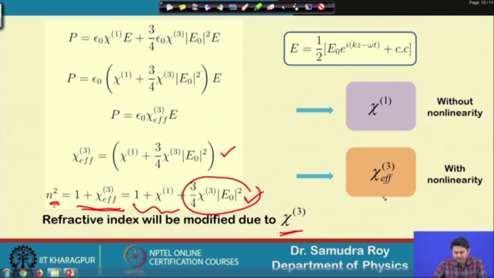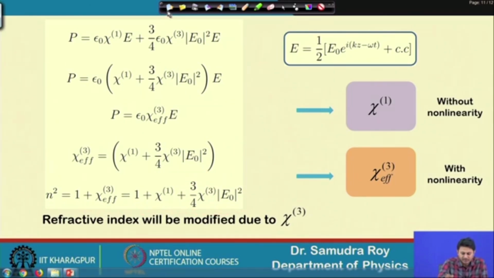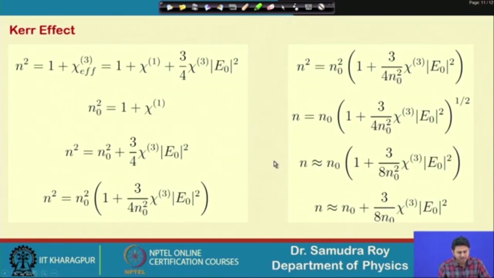If my system has chi 3 with it, that means if the nonlinearity is there, if I consider this nonlinearity, then what happens? My refractive index will modify. This effect is called the Kerr effect. The Kerr effect is the effect where we can modify the refractive index by launching light, with the combination of third order nonlinearity and the intensity of the light, because mod of E 0 square is sitting here. We will try to understand these things in a more general way.